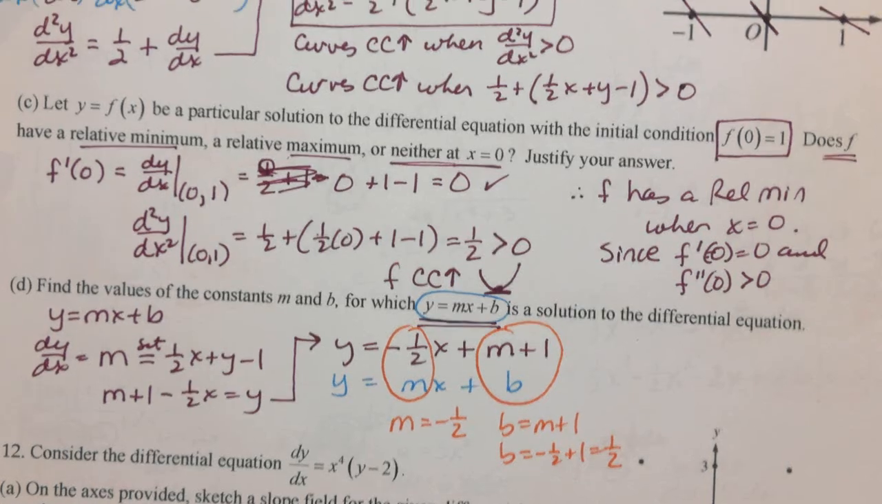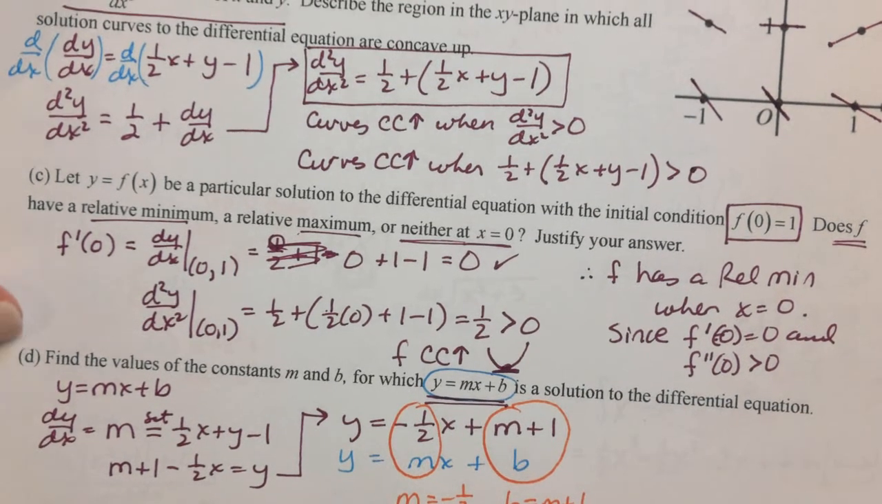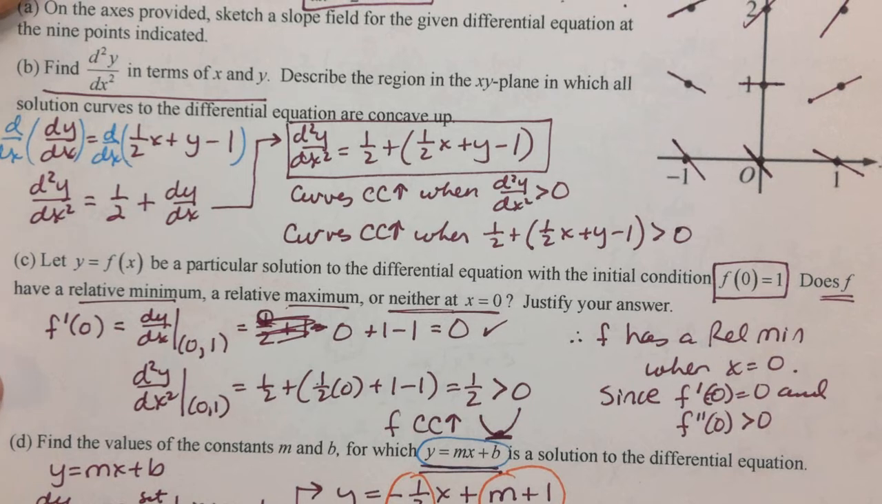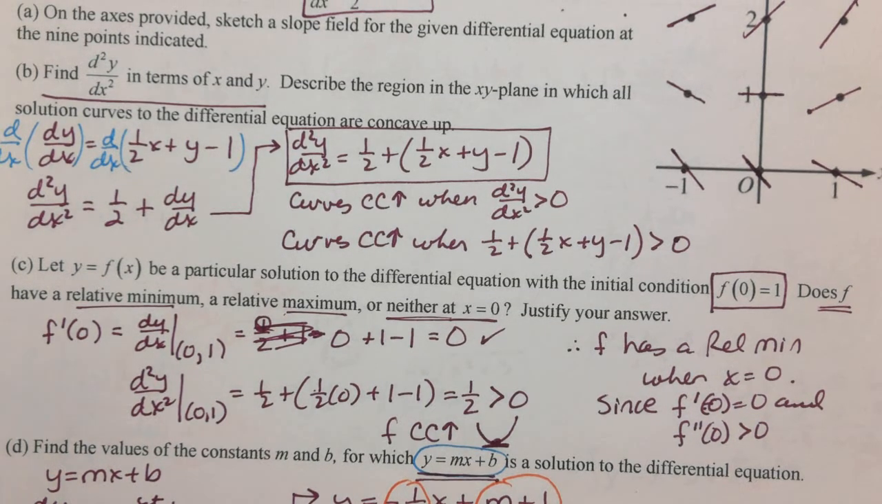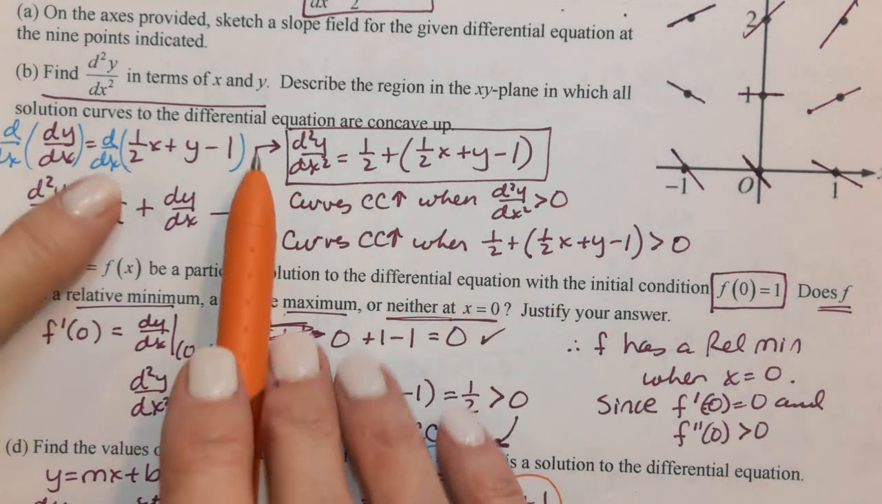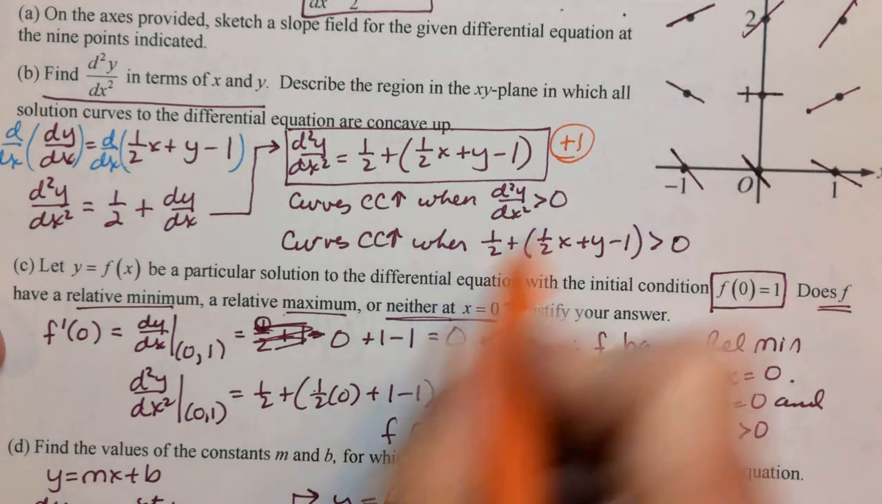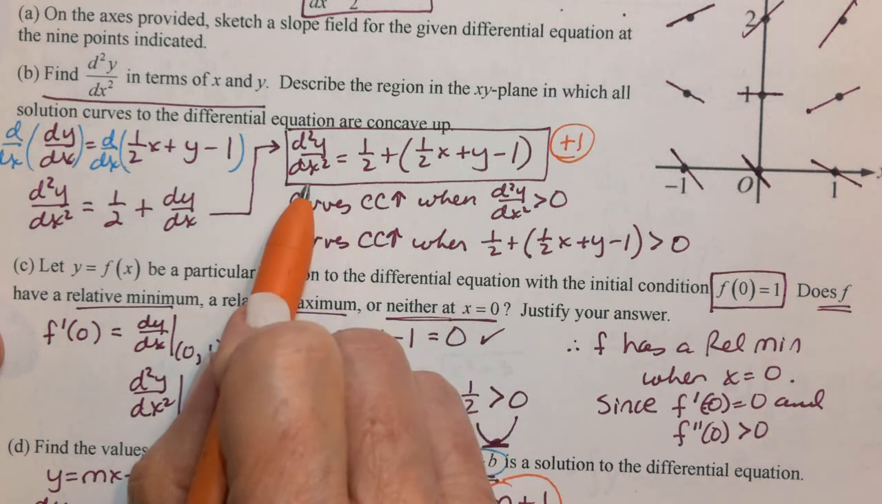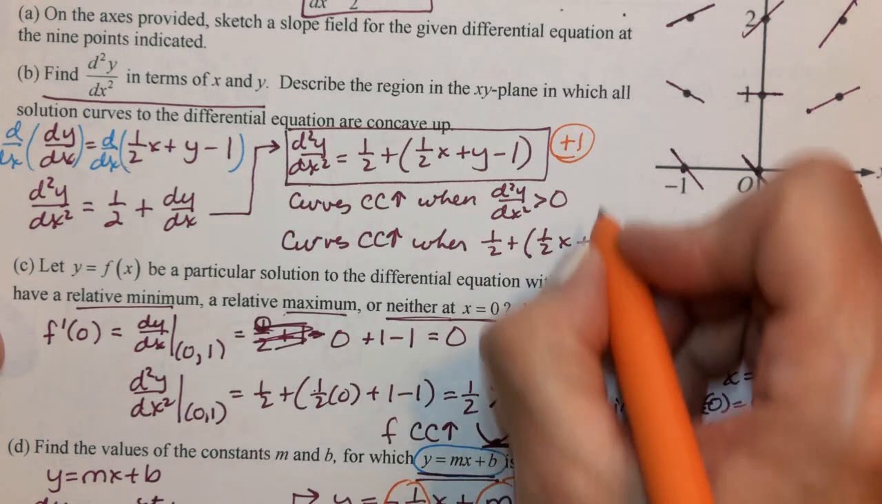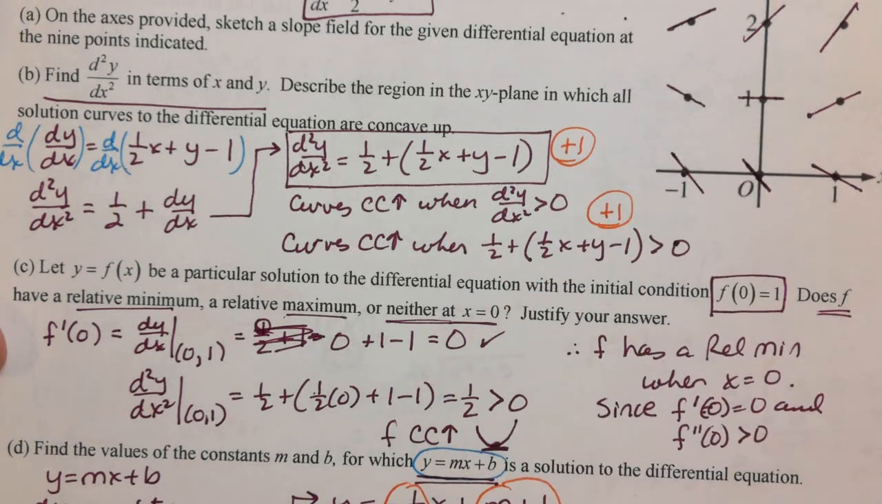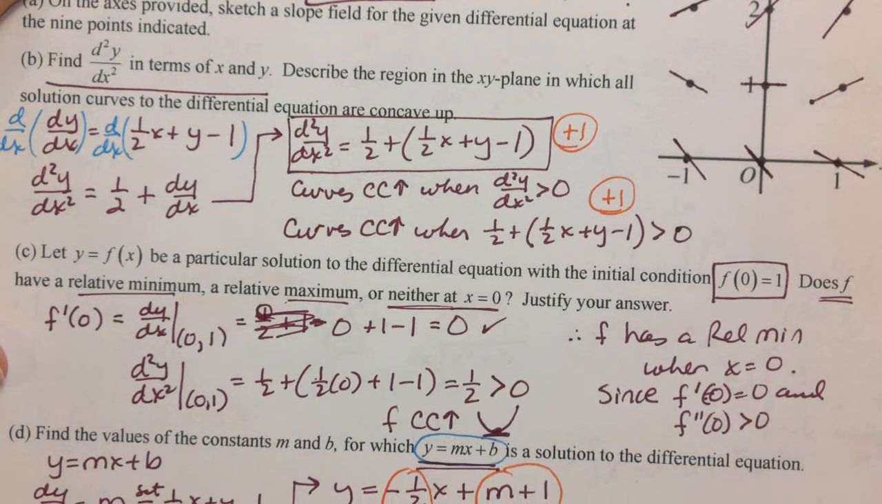Let's look at how they might score this. I didn't write down how they scored this originally, but let's take a look at this. In part B, I know that you would get a point for finding the second derivative. I know they would. And then they would probably just give this another point for describing the region where the curves are concave up. Okay, so that would probably be worth 2 points on AP.